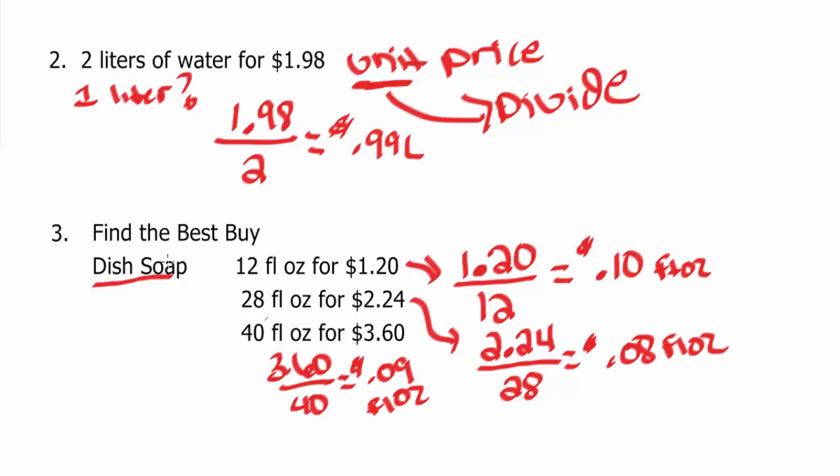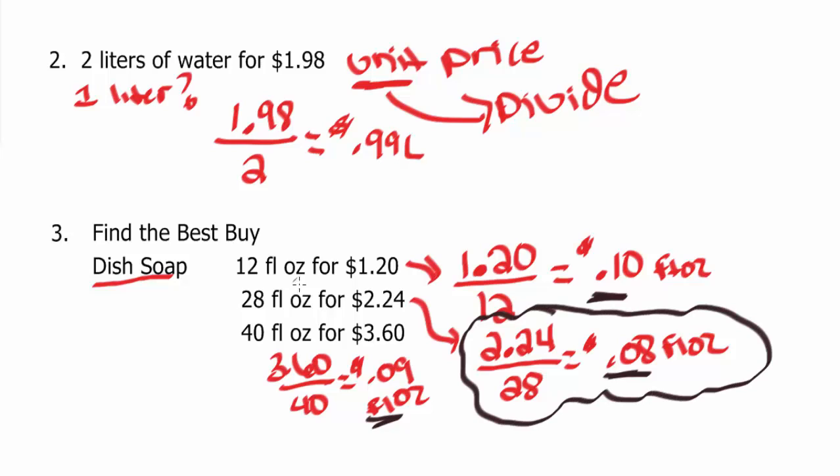Then you have to decide which is going to be my best buy. This one is 10 cents an ounce, this is 8 cents an ounce, and this is 9 cents an ounce. So this middle one is going to be our best buy. You would say the 28 fluid ounce for $2.24 is your best buy. Remember, when you're looking for unit rate or unit price, you always divide, because you want 1 to be on your denominator.